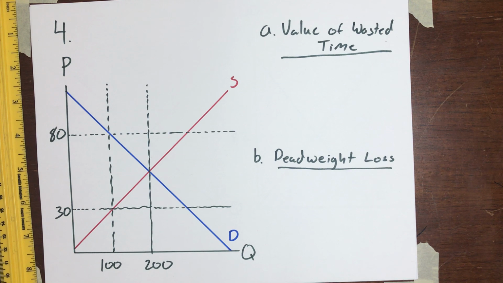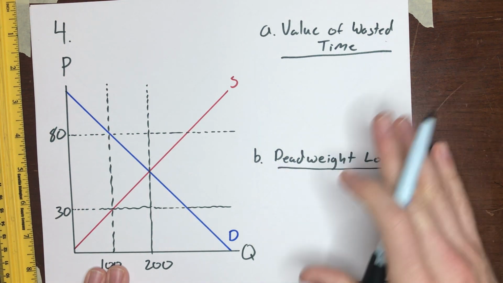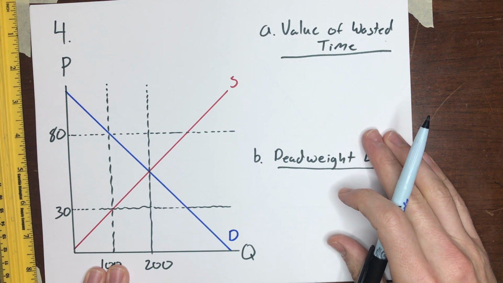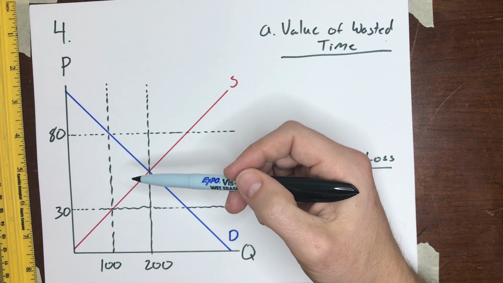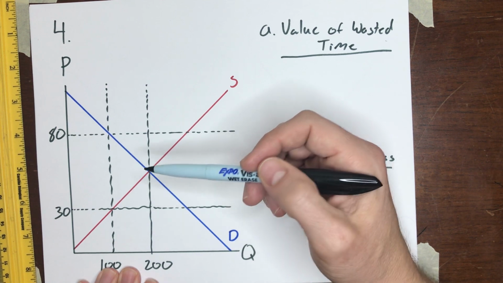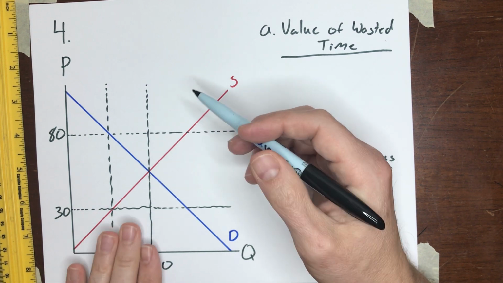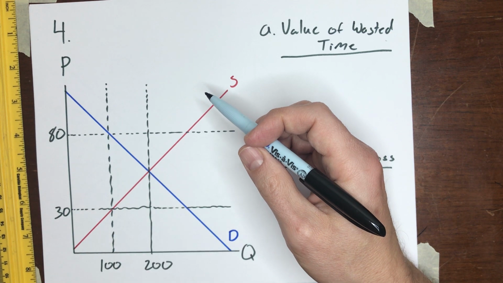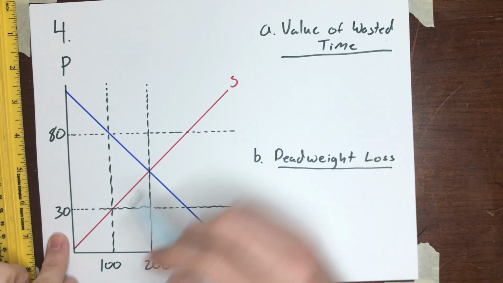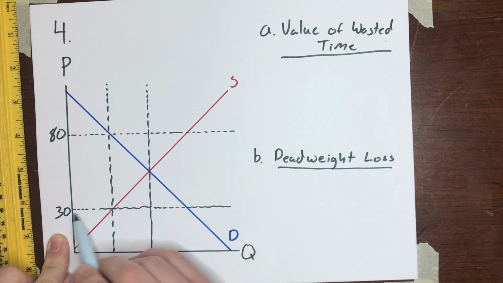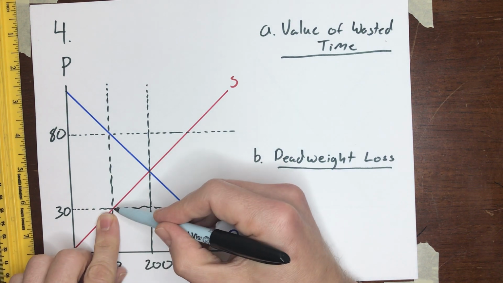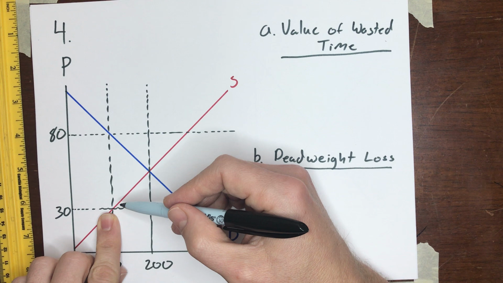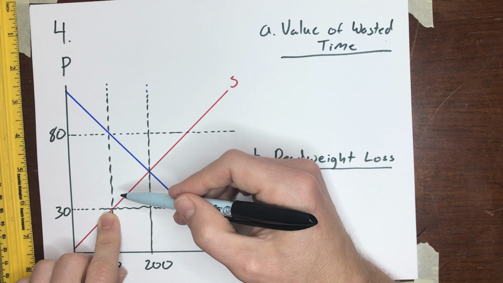Part A, what is the total value of wasted time in the price controlled market? All right, well, remember that when there's a price control, one of the ways that buyers might compete with each other is by waiting in line and spending time searching for the good. And if that happens, then they're basically paying two prices for the good. They're paying the dollar price, which is right here, $30 per unit, but they're also paying a time price, which is the value of the time that they spend in line.